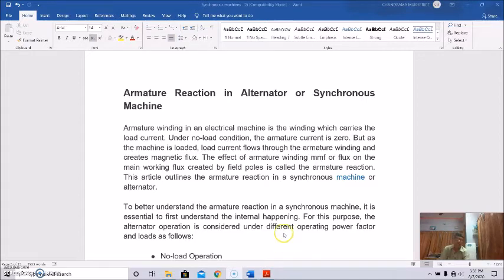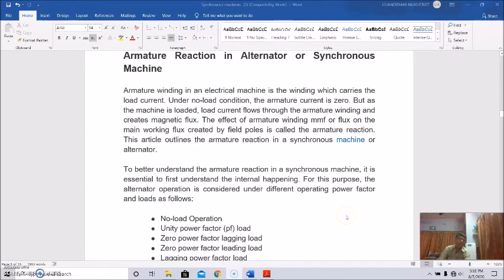To understand armature reaction in a synchronous machine in a better way, it is necessary to first understand the internal happenings of the synchronous generators. So for this, alternator operation is considered under different operating power factors and loads. Depending on the load, the power factor will also change. First of all, we start with no load operations.